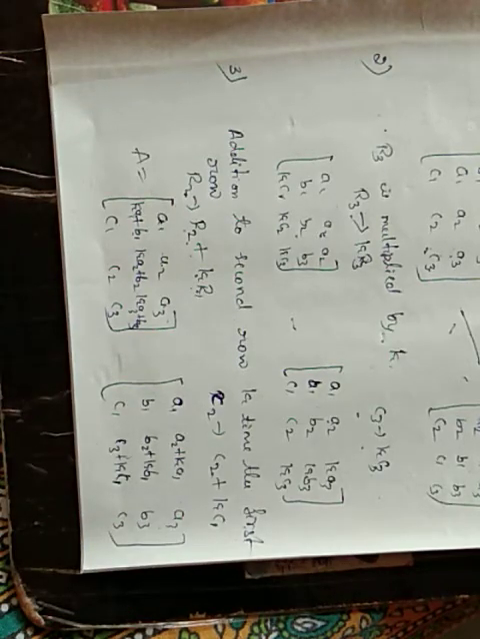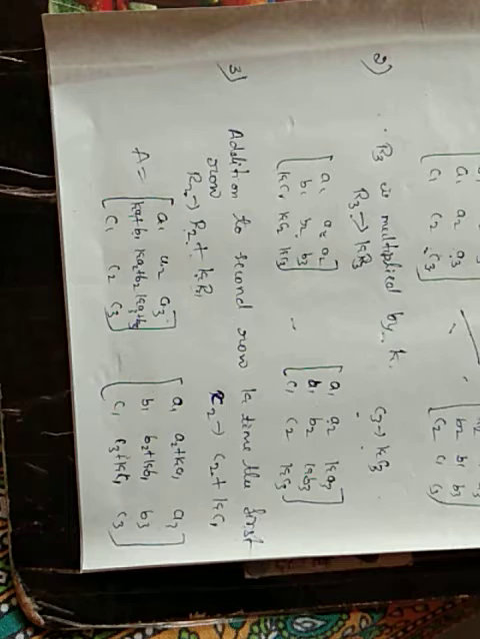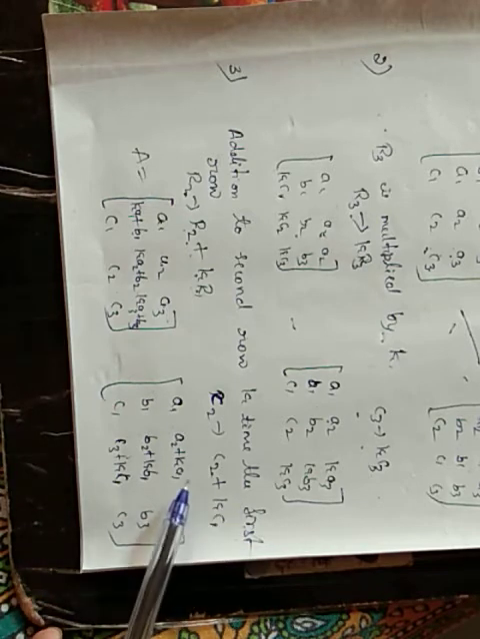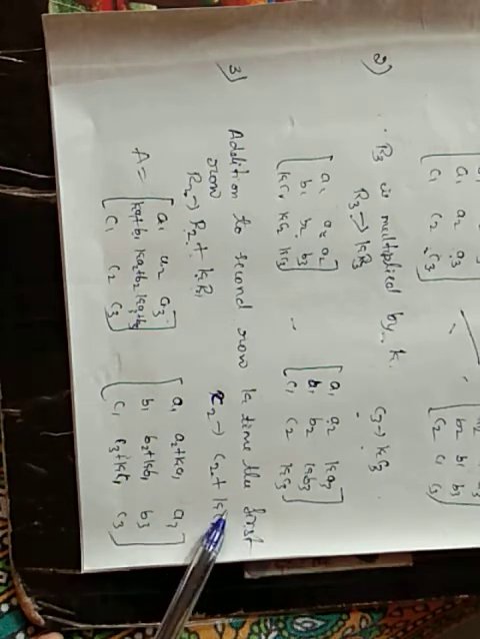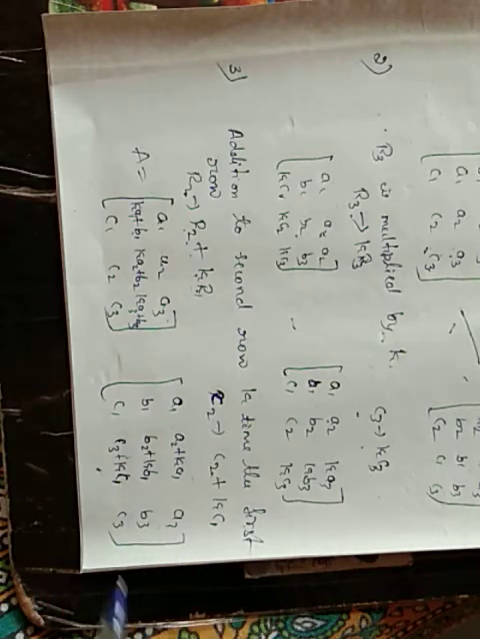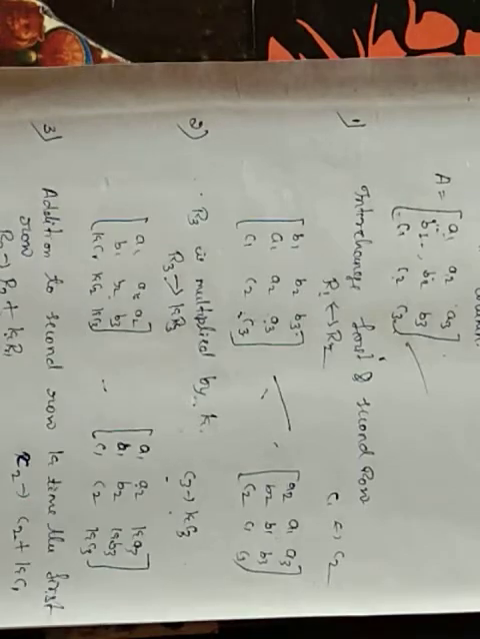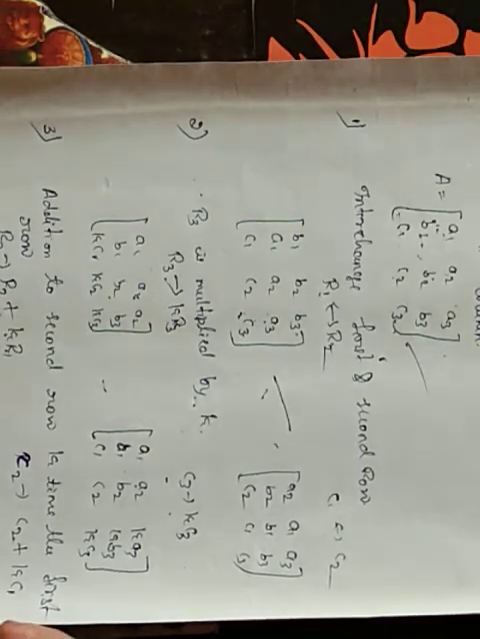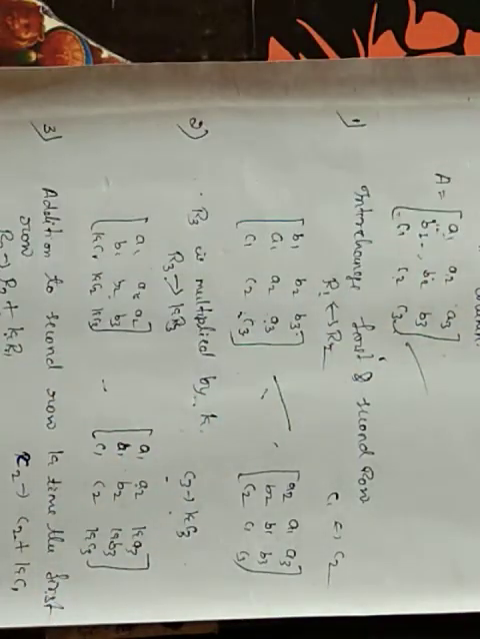So that is how to take the addition of the rows in the matrices. These are the rules of the elementary transformations. Using these elementary transformations, we now have to solve examples to find the rank of a matrix.